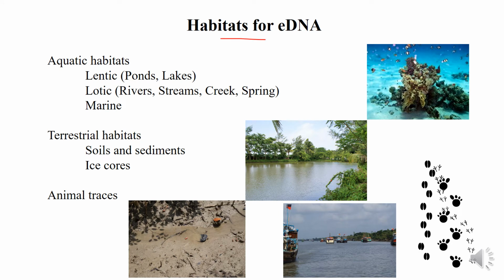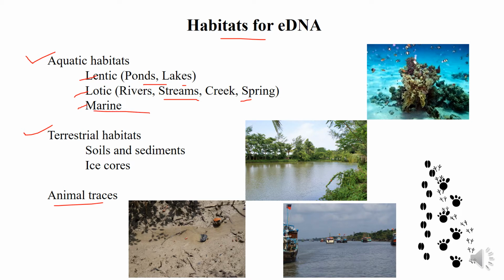So what are the possible habitats for the eDNA? It could be an aquatic habitat, it could be a terrestrial habitat, or it could be animal traces. So the aquatic habitat: the lentic, lotic, and the marine. Lentic means stagnant water, ponds and lakes, and lotic means flowing water, that is river, stream, creek and spring, and the marine environment.